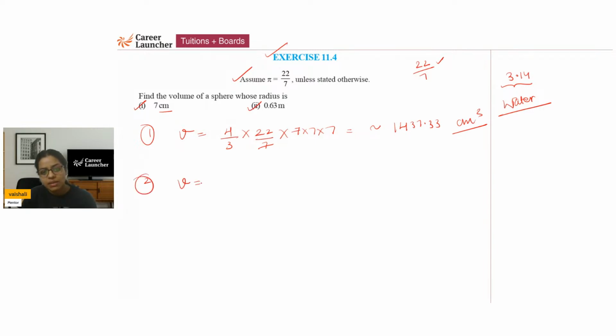सेकेंड पार्ट इज द सेम. अब मुझे रेडियस गिवन है 0.63 मीटर. पहले मुझे सेंटीमीटर में गिवन था, नाउ इट इज इन मीटर, बट द फॉर्मूला इज द सेम, 4/3 pi r cube. So 0.63 into 0.63 and again a 0.63.